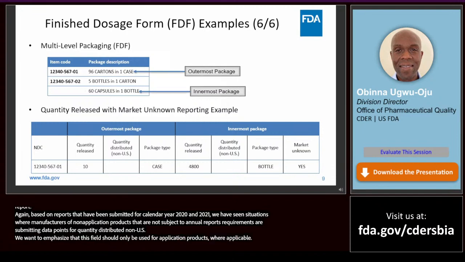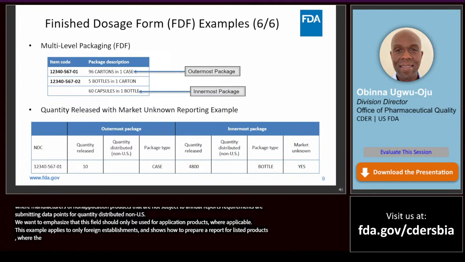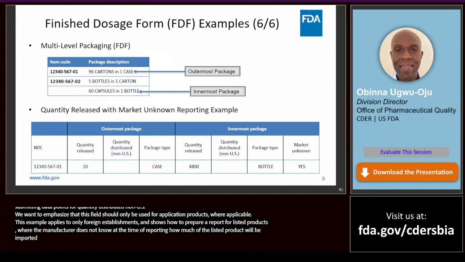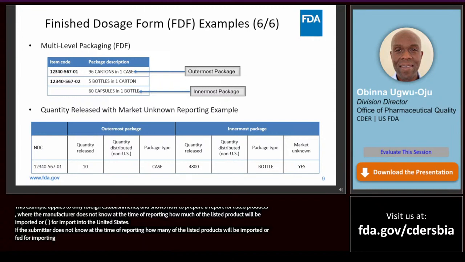This example applies to only foreign establishments and shows how to prepare a report for listed products where the manufacturer does not know at the time of reporting how much of the listed product will be imported or offered for import into the United States. If the submitter does not know at the time of reporting how many of the listed products will be imported or offered for import into the United States, then they will indicate that by entering yes into the market unknown field.